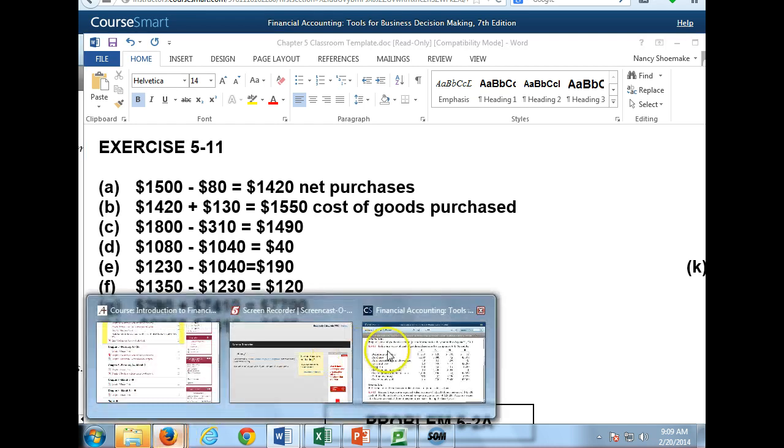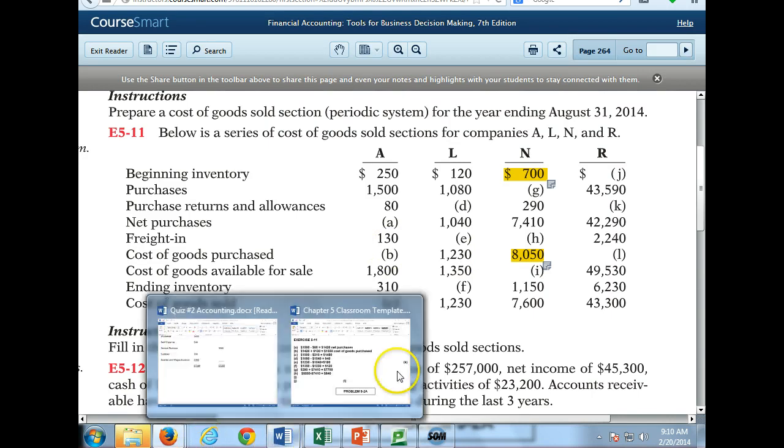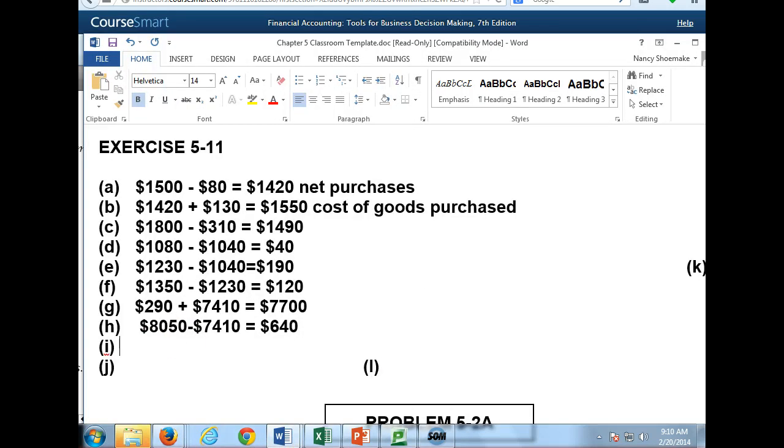I, if we go to I, cost of goods available for sale. Now, what numbers are used to calculate cost of goods available for sale? Do we start with the beginning inventory? And then do we add to that cost of goods purchased? You think? Because that beginning inventory we can use, can't we? So, if we take in I, 700 plus 8,050, that gives us 8750.